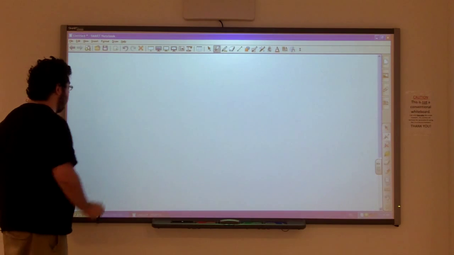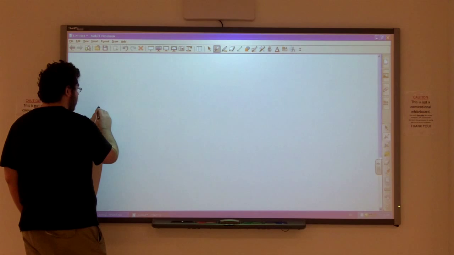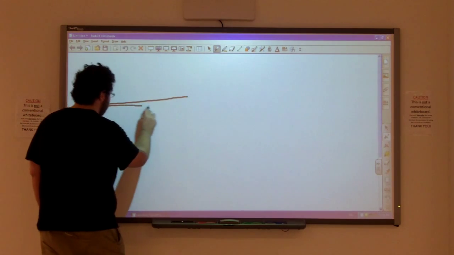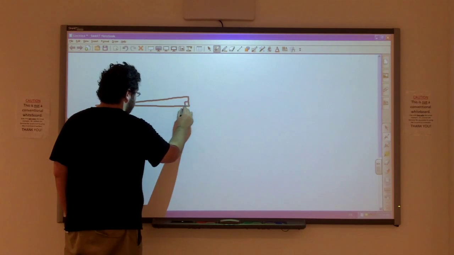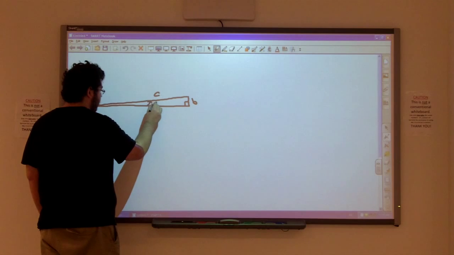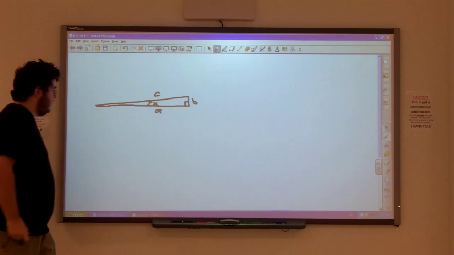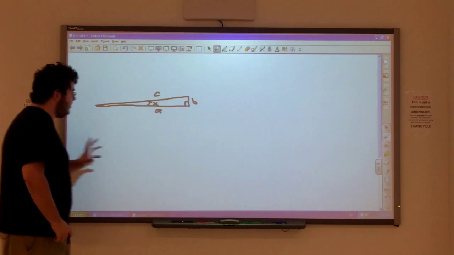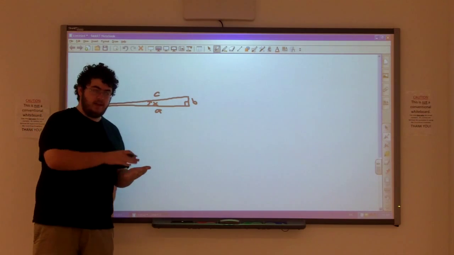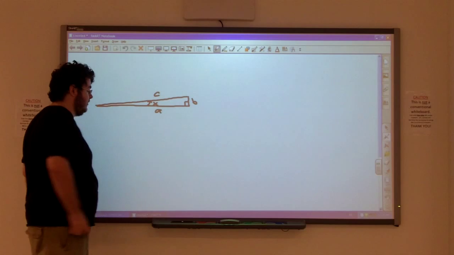How are we going to do that? Well, let's look at the case where our triangle is extremely thin like this. So we have A, B, and C. We'll call this our angle X. Okay, well, as you can see, as B gets smaller and smaller, A and C approach the same length because they're collapsing in on each other.